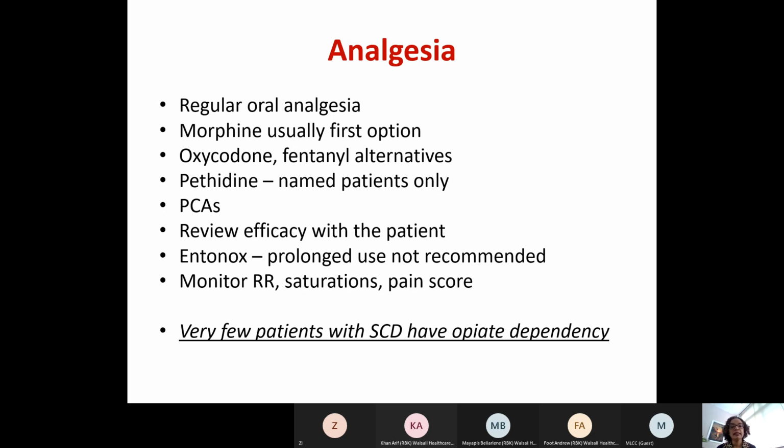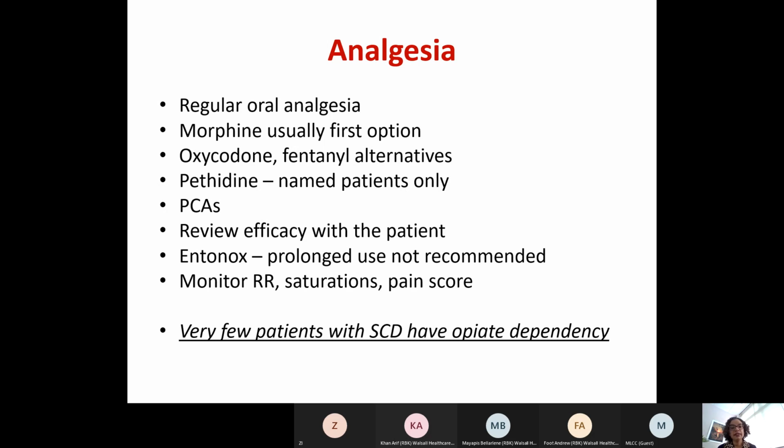So PCAs, I do not think that they should really be set up in ED, because people who put up PCAs should really be familiar with using PCAs and be trained for their use. This may be something if somebody's admitted to the acute medical unit. And then it's a constant reviewing of the efficacy.